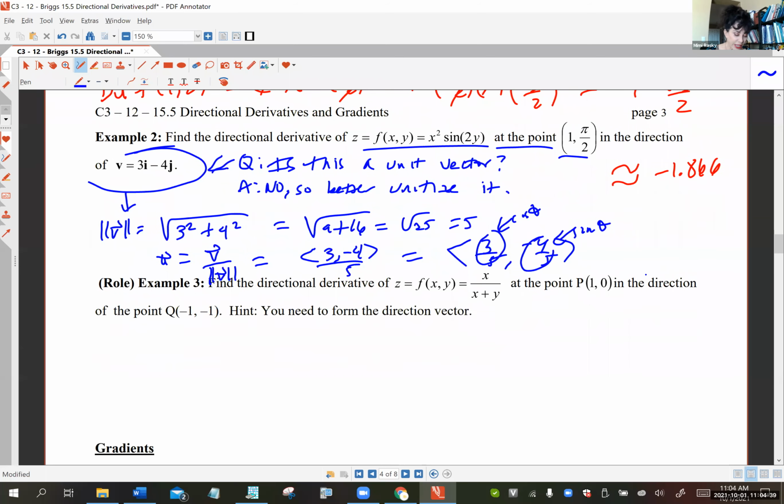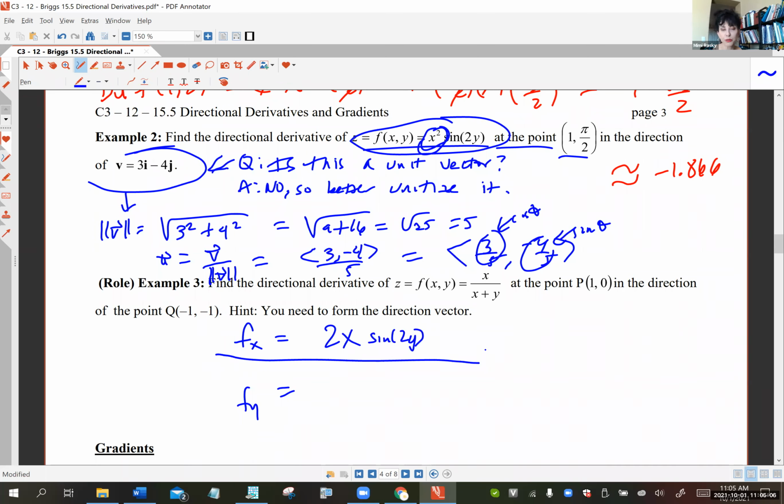Okay, now what? Let's go get the partials, fx and fy. I'm still working on example 2. All right, what is the partial of f with respect to x? We're going to treat y as a constant, and that means that sine of 2y is just a constant. It just goes along for the ride. It's just a multiple. So you're going to multiply the sine 2y with the derivative of x squared with respect to x. And so there's our first partial with respect to x, 2x times sine of 2y.